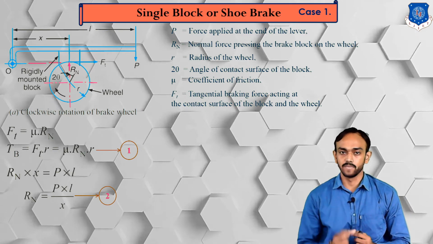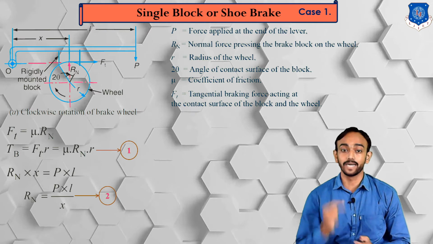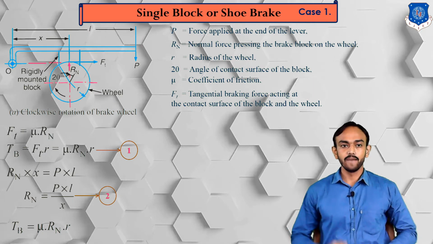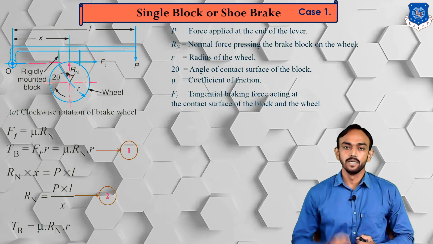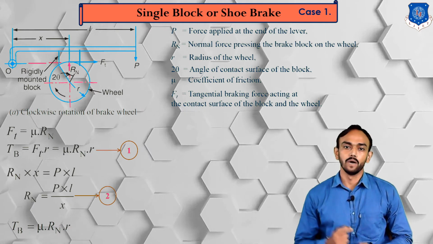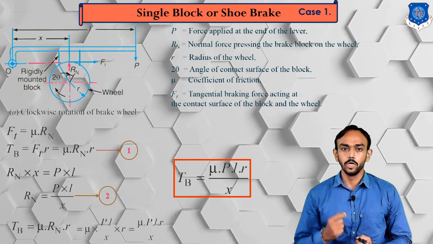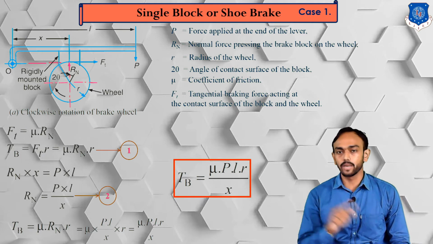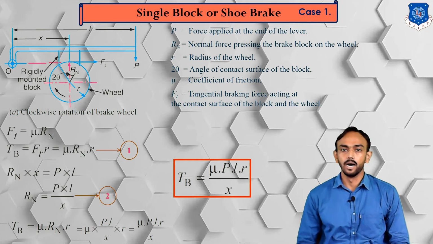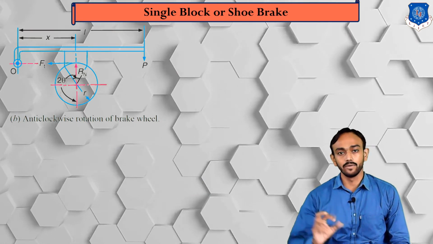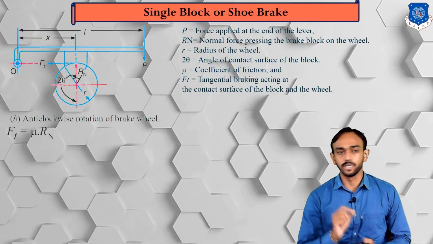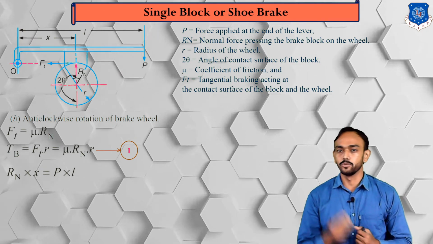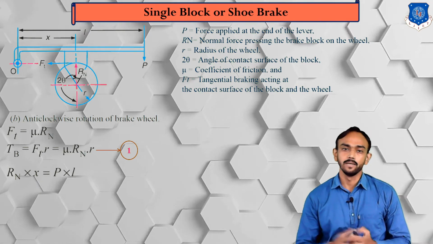Now the value of Rn as equation number 2, we will put in equation number 1. So as you know, braking torque is equal to mu into Rn into small r. Now we put the value of Rn, which is P into L by X. So our braking torque will become mu into PL into r by X. This is the first case we have taken, but right now we have considered the rotary motion of the wheel in a clockwise direction. It can also rotate in an anti-clockwise direction, but our formula will be the same for this particular case number 1, because friction is equal to mu into Rn, braking torque is equal to frictional force into radius, and we put the frictional force mu into Rn in equation number 1. So finally we find the braking torque.